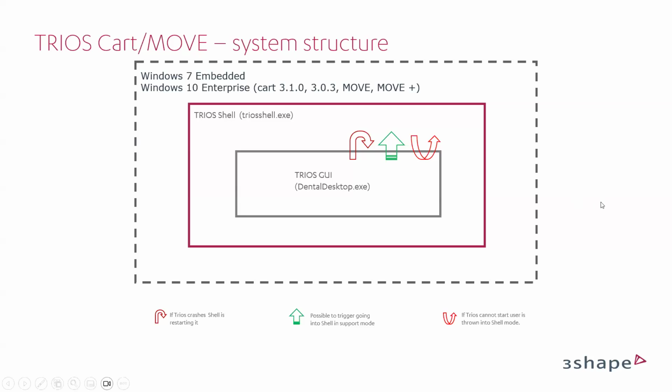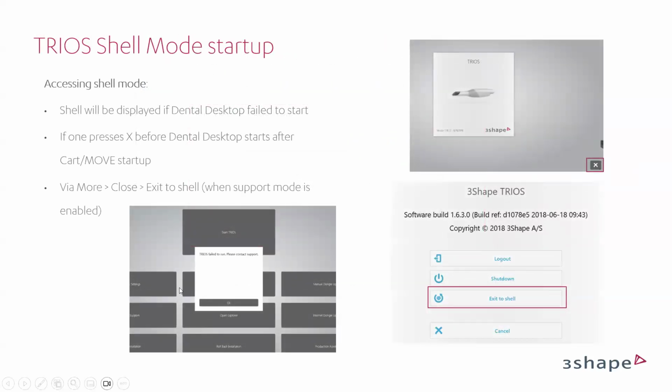You can see that if Trios crashes, the shell restarts. So it's possible to trigger going into the shell in support mode. And if Trios cannot start, the user is thrown into the shell mode. So here is what it looks like. You can start Trios here, open Explorer, go to settings, manual dongle update, and so on.